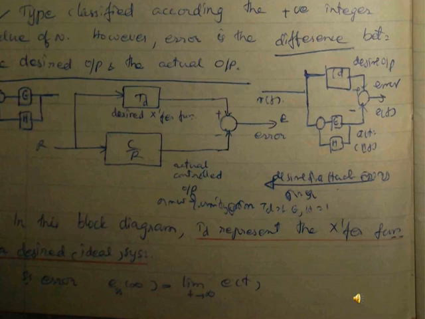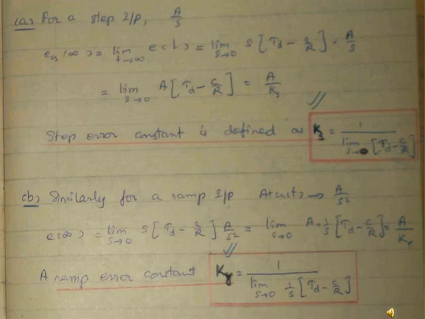We set s to 0, and that lets us find the steady state error. For the step input, in this case, the step input is A by S. So we write down the equation E_ss(infinity) equal to the limit as t approaches infinity of e(t). So there will be the limit as S approaches 0 of S multiplied by (T_D minus C by R) multiplied by A by S. So there will be the limit as S approaches 0 of A multiplied by (T_D minus C by R), which is equal to A divided by K_S. So this is for the step input, and we can determine the steady state error.